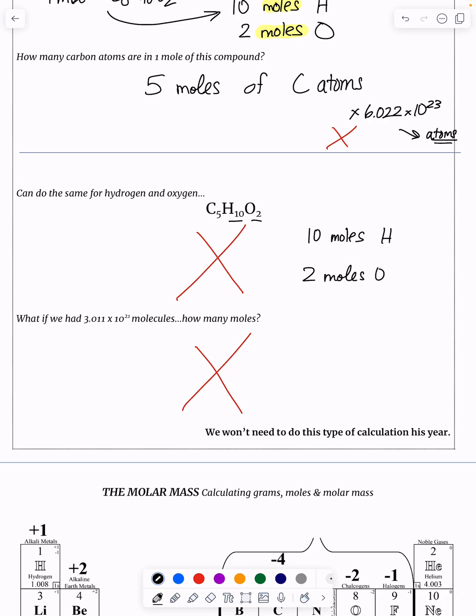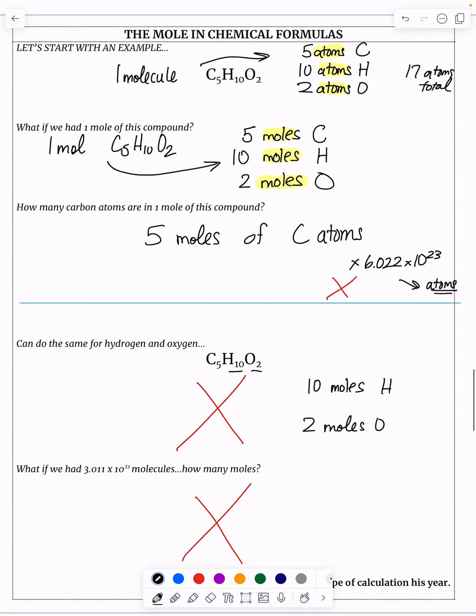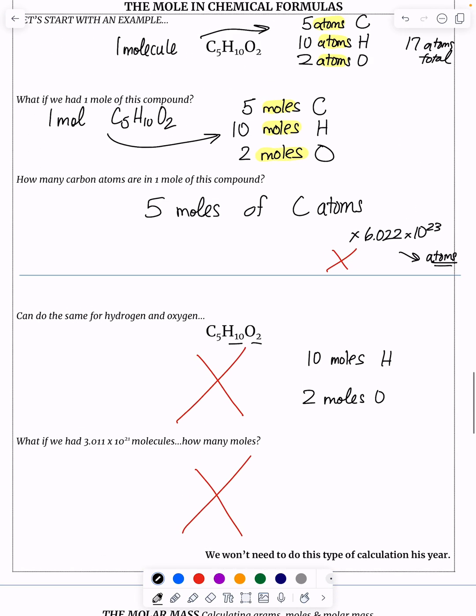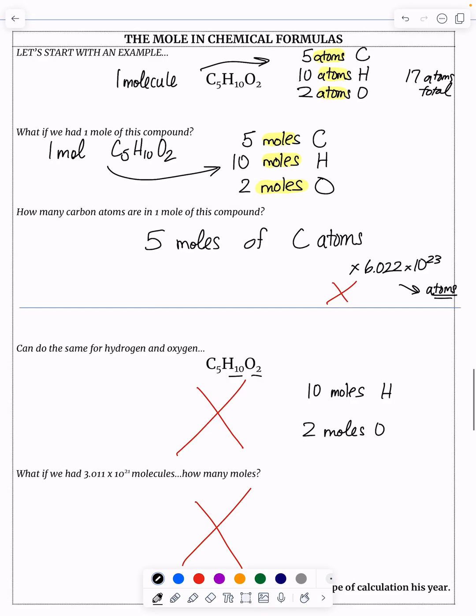I'm going to end this short video here. This was a bit of a recap of a mole. If you are ever asked any questions about a mole, make sure you know how many atoms it is, and I could relate and represent the number of atoms using the mole.